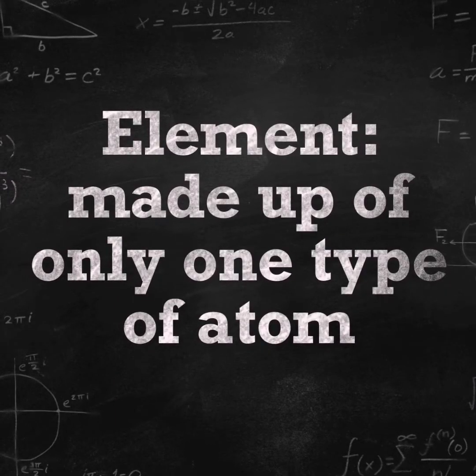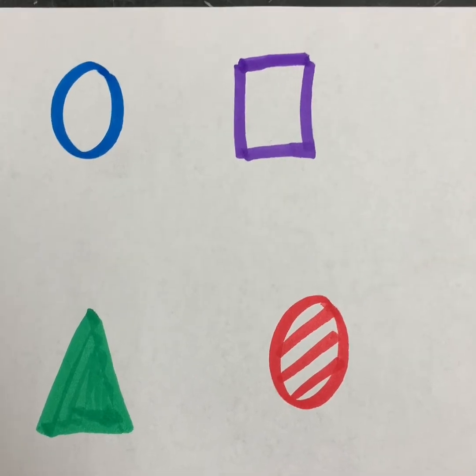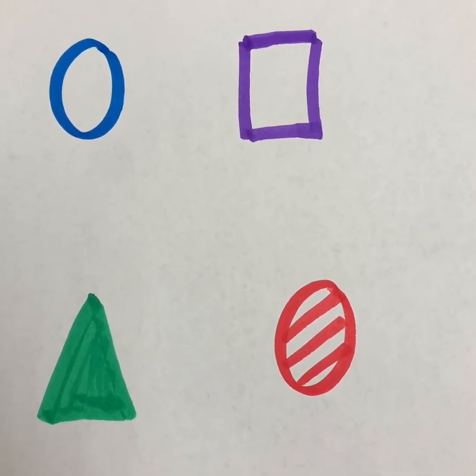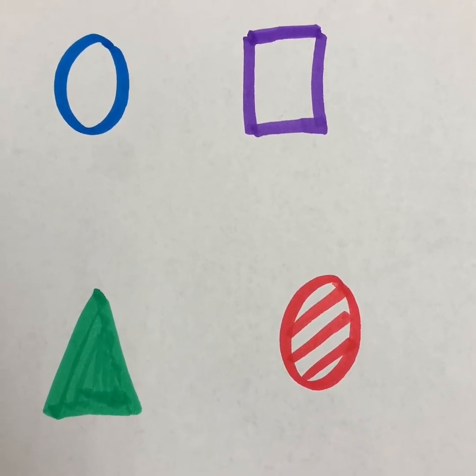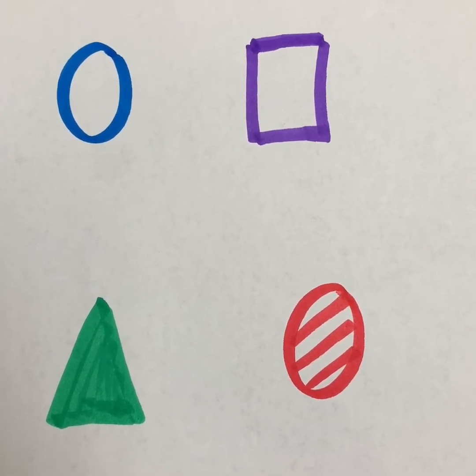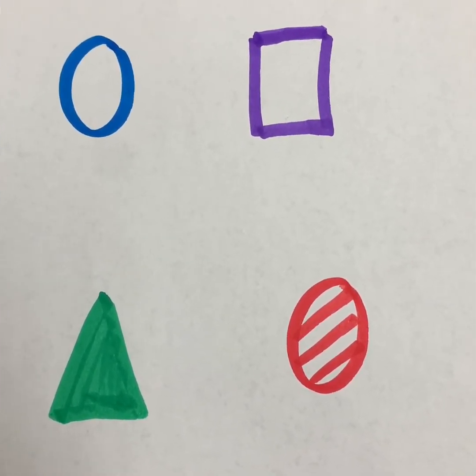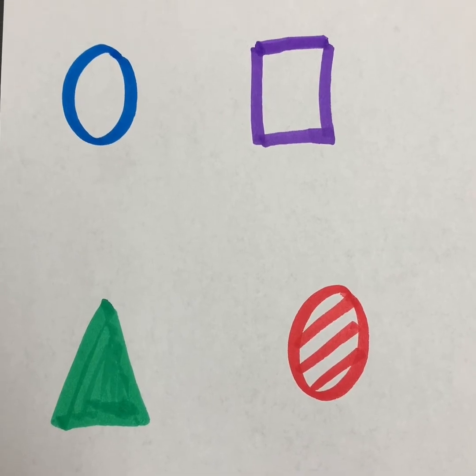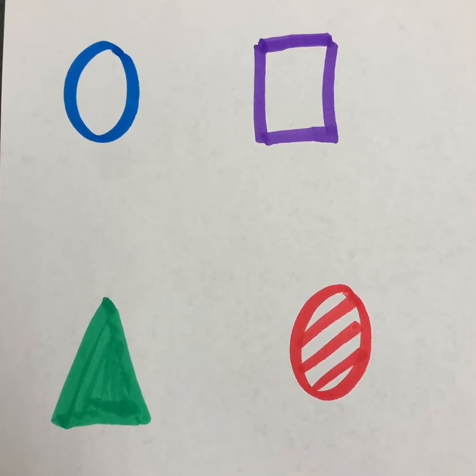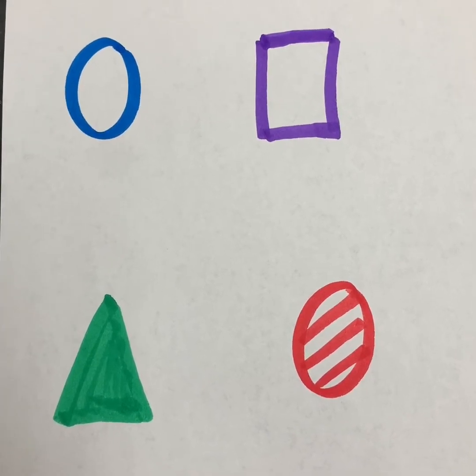An element is only made up of one single type of atom. Here we have 4 different types of atoms pictured. Because an element is only made up of one single type of atom, what we have are 4 different elements because they are not touching or chemically bonded together. We have each one coming as an individual atom, not bonded to anything else.